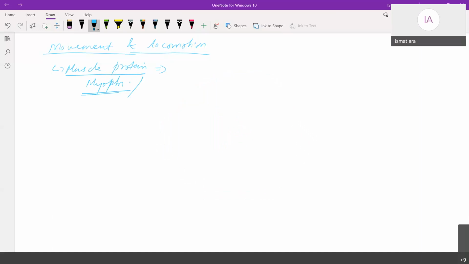These are also called contractile protein. Why is the word contractile used? Because they contract. So they are myosin and actin. They are actin and myosin. Now, how are these actin and myosin arranged in a muscle?